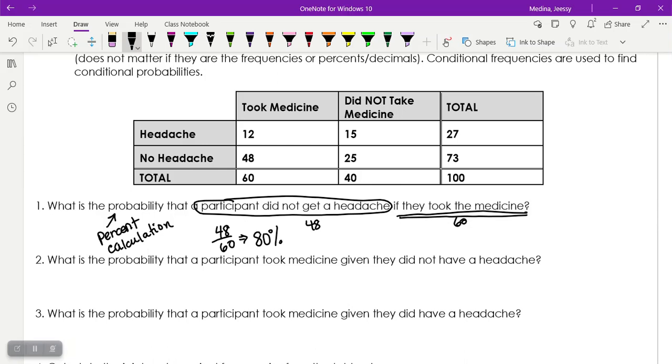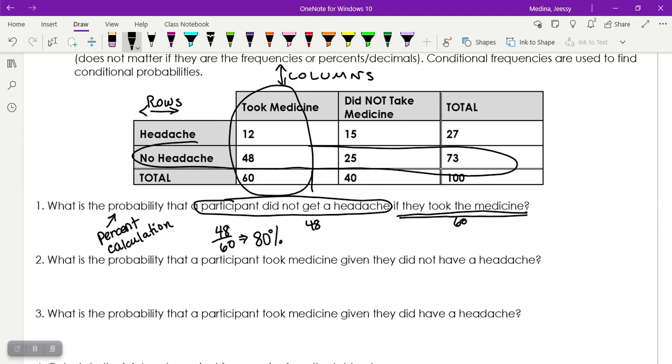No, can you just tell me if it's a row or a column? I'm not asking for the answer. I'm saying, what are the numbers? Are we working with a row or with a column? Are we working with the participants that took medicine, these, or are we working with the ones that did not have a headache, these? Which ones are we working with?